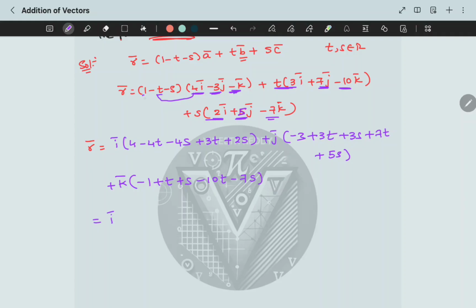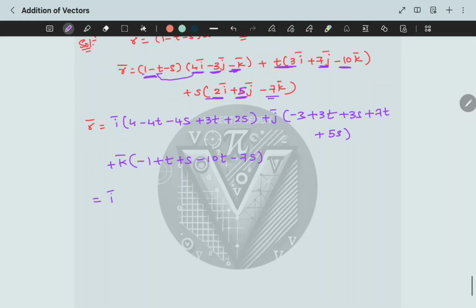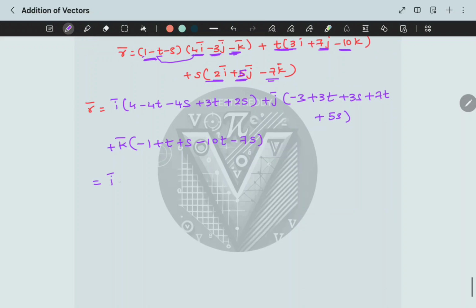If you are getting confused, I would recommend you to multiply all the terms and then separate i bar, j bar and k bar, you will get this. So anyways, now we will write this as minus 4t plus 3t is minus t, minus 4s plus 2s is minus s. Okay, this is s.